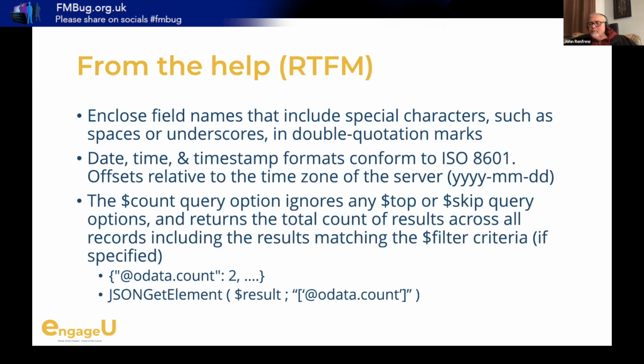A couple of things that will really help you if you're not in the habit of reading the manual, as apparently some developers are. Anything that's got special characters in a field name, which not only includes spaces and weird ASCII characters, but oddly includes underscore. So all of those who've got their own in-house style, which includes underscores in field names, to use those in OData, those need to be encased in double quotation marks to be seen as valid. Otherwise, it just won't work.